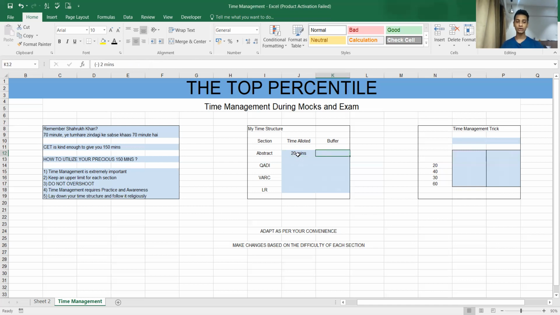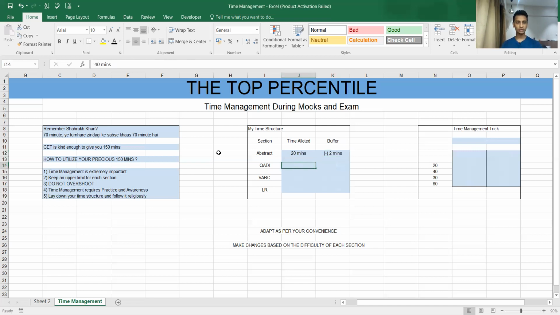Now the buffer over here is in fact a negative buffer. Basically, I'm saying that I'm going to keep a max at 20 minutes, but I'm going to try and solve all these 25 questions inside of 18 minutes. That is my target. Inside of 18 minutes is my target. But if I want to solve a bit more, if I'm thinking that, okay, it's simple, I can do it, I'll give 2 more minutes, 20 minutes is the tops.